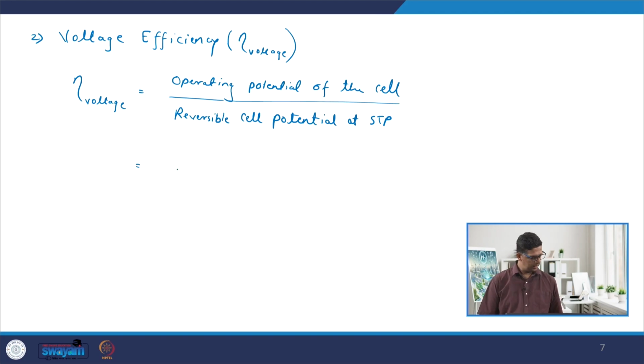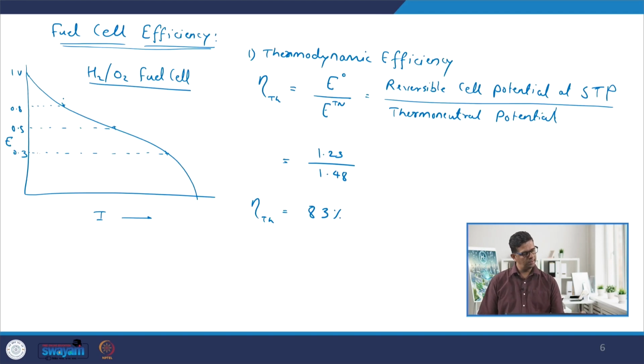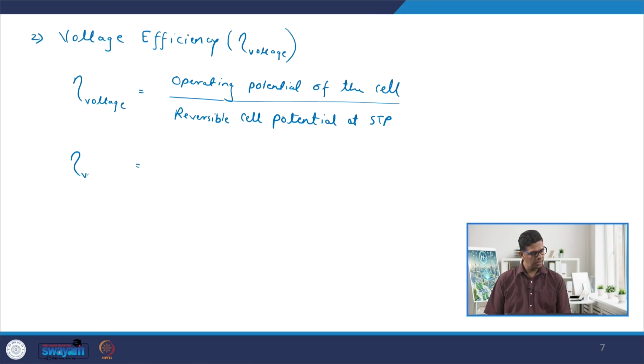If I take the example of this one, this is our first operating point, this is the second operating point, and this is the third operating point. In the first case, the voltage is at 0.8 volt, the next operating point is at 0.5 volt, and the third one is at 0.3 volt. So I can write the voltage efficiency for the first operating point as 0.8 volt divided by 1.23, my reversible cell potential, which comes close to 65%. Similarly, I can find out the rest of the 2 operating points.